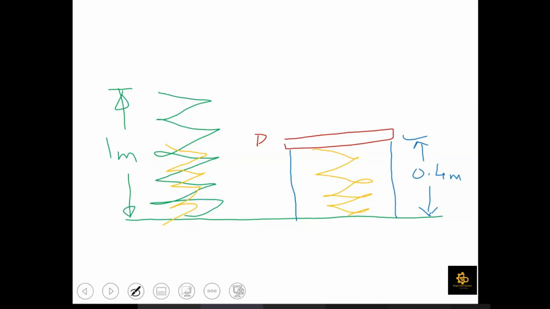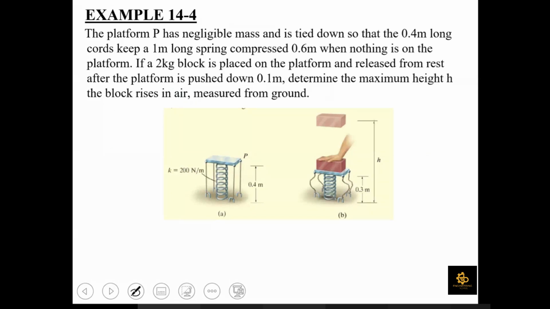यस सर, समझ आ गया। Okay, so moving on to the remaining statement. If a 2 kg block is placed on the platform and released from rest after the platform is pushed down 0.1 meters, determine the maximum height h which the block rises in air measured from ground.